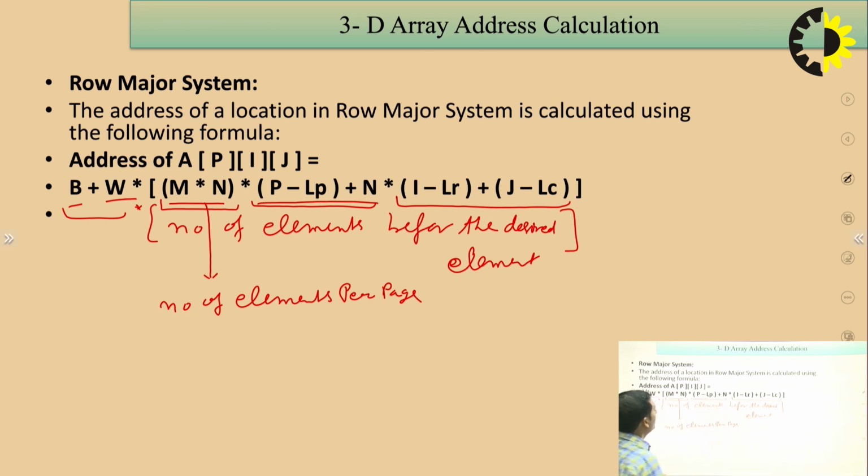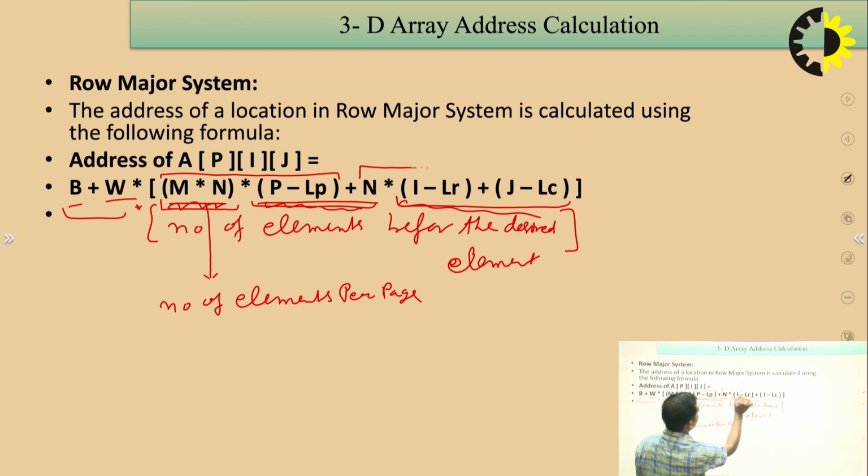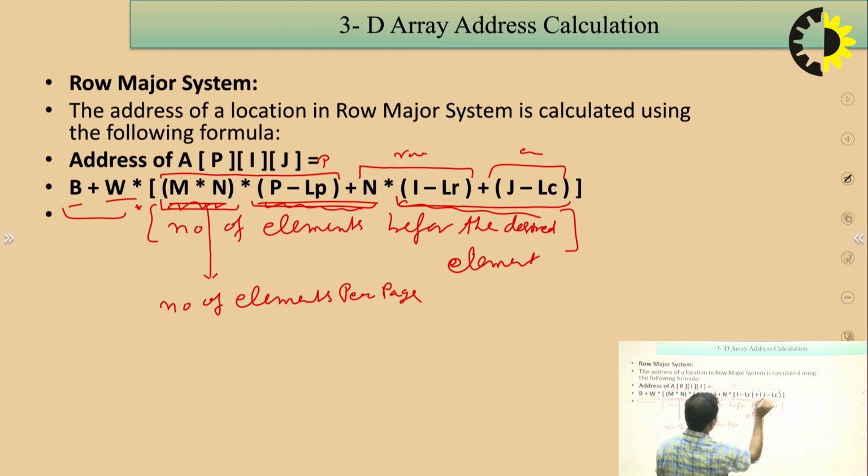Now P minus LP, the lower limit of the page. One part is here, from this one to this one: first part is here, second part is this one, and third part is this one. This is for page, the number of elements calculated for elements before the page, and this is for the number of elements before the row, and this is column.